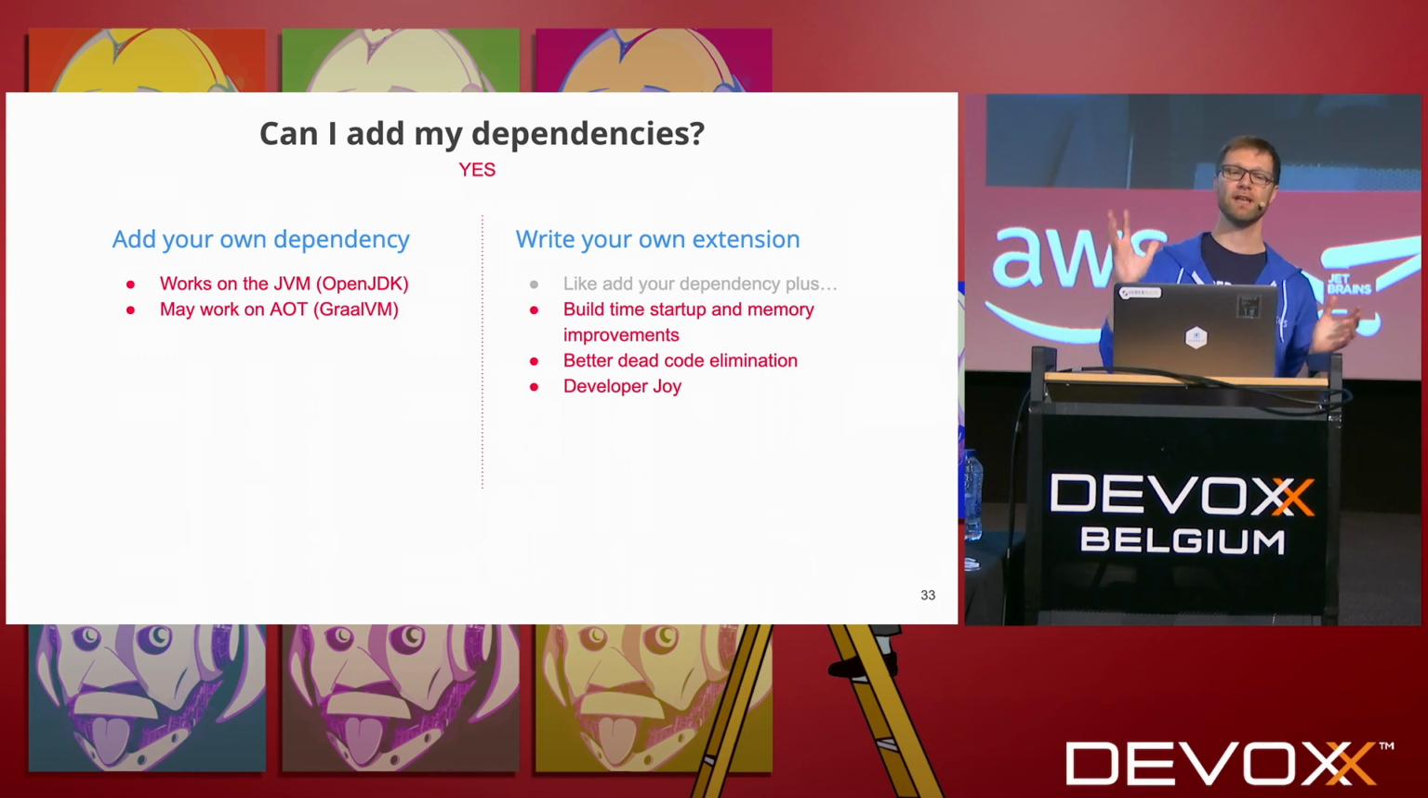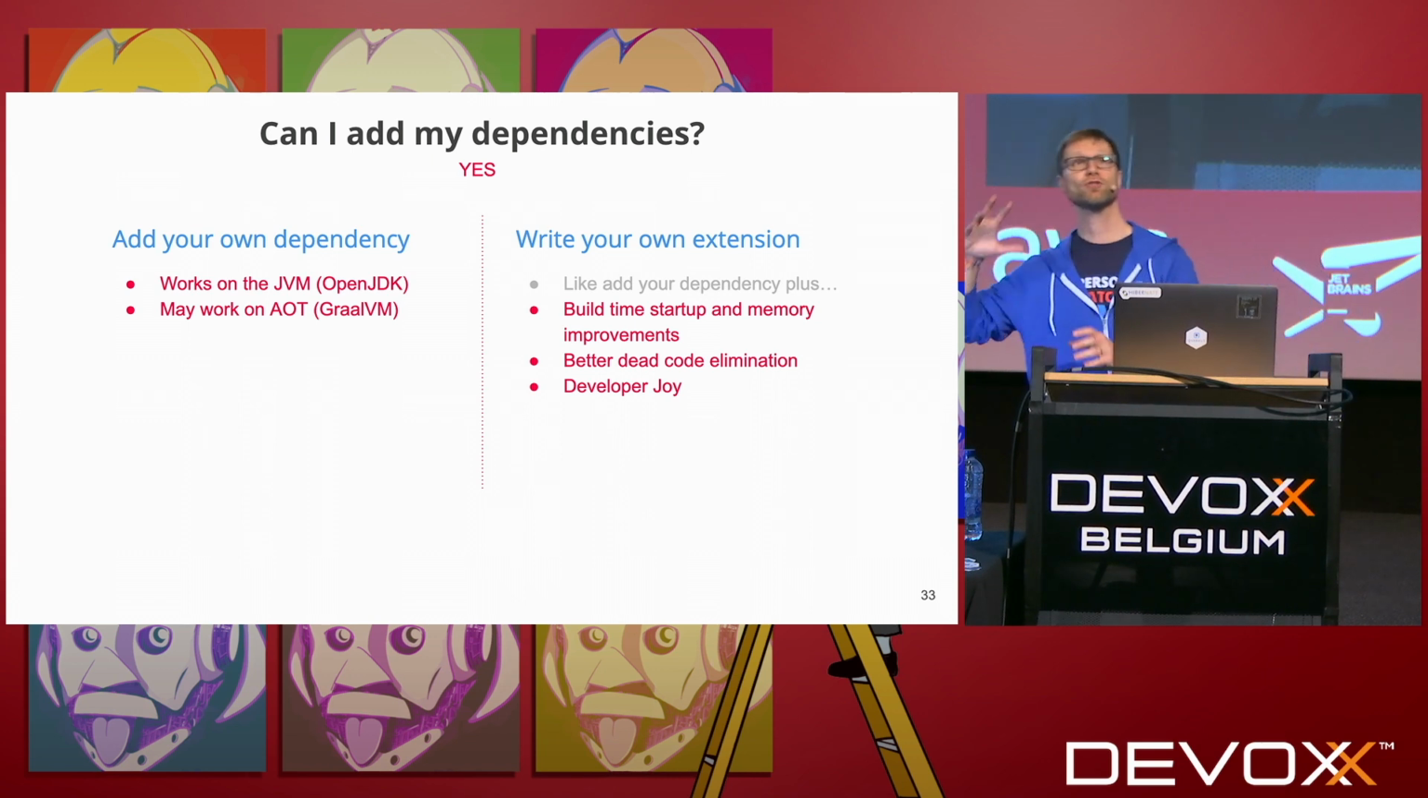If you run with GraalVM AOT, you might have some trouble, depending on the maturity of the dependency. But that's where the Quarkus ecosystem comes in, right? We guarantee it's going to work, otherwise it's a bug. Plus, extensions do a lot more.